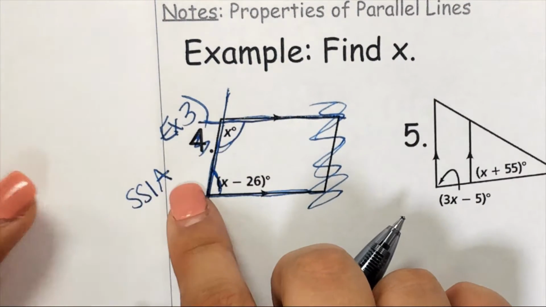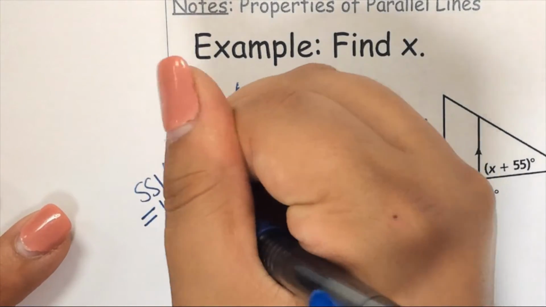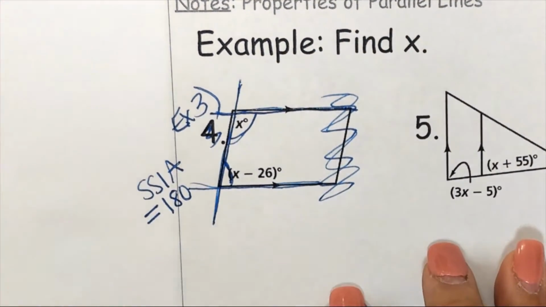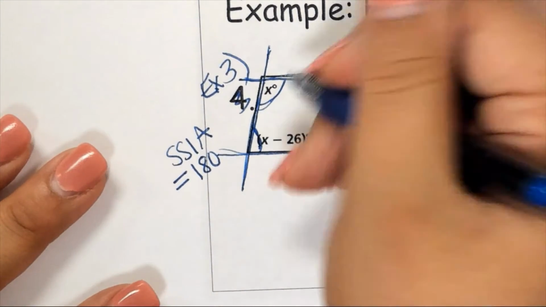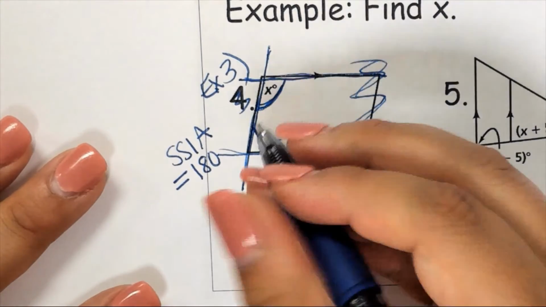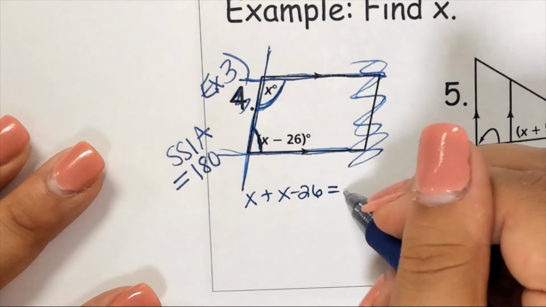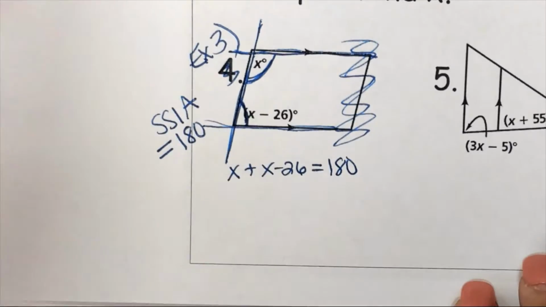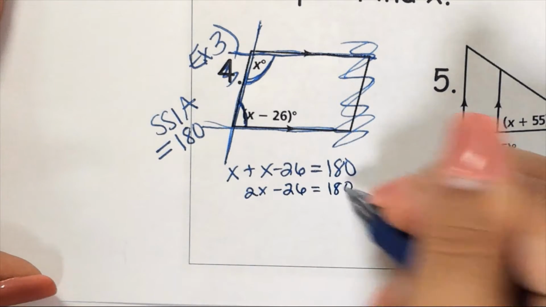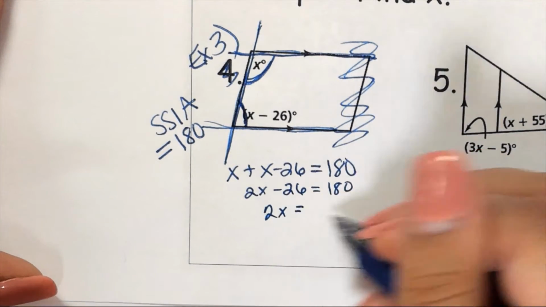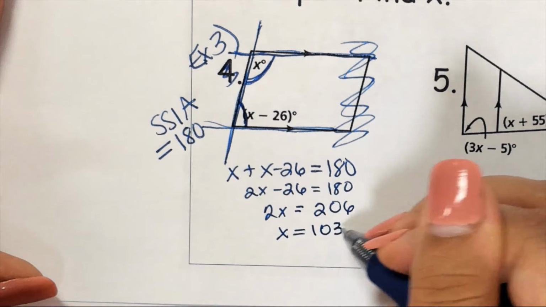And if they're same side interior angles, look at your chart. What does that mean they are? They equal 180. So how would I solve this problem? I'm going to take this angle plus this angle and add it up to 180. And now we're just back to our regular algebra problems. 2x minus 26 equals 180. 2x equals 206. So x equals 103.